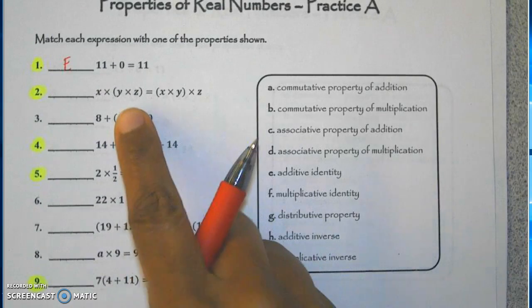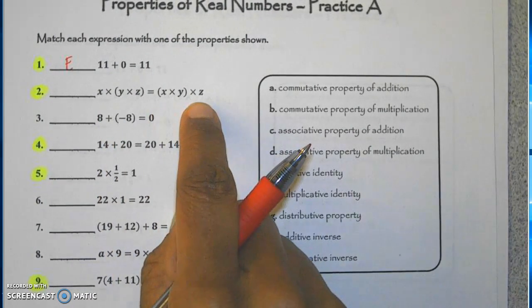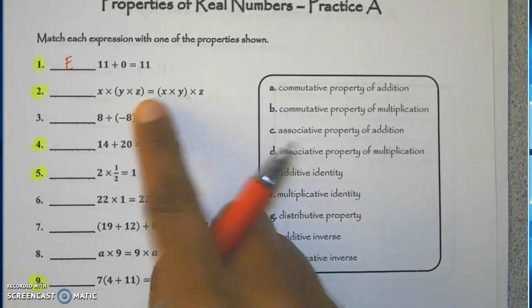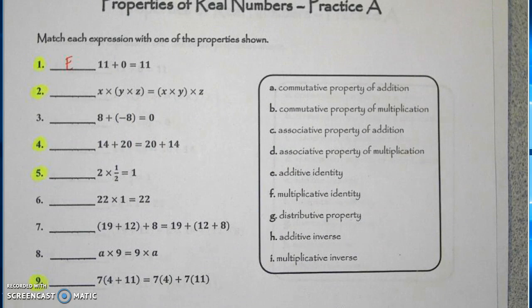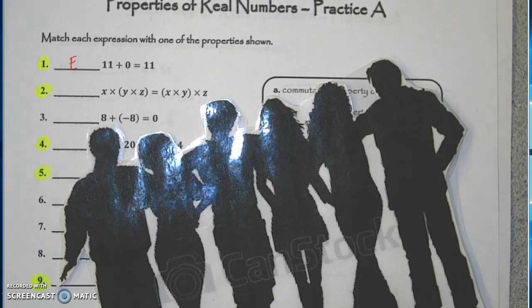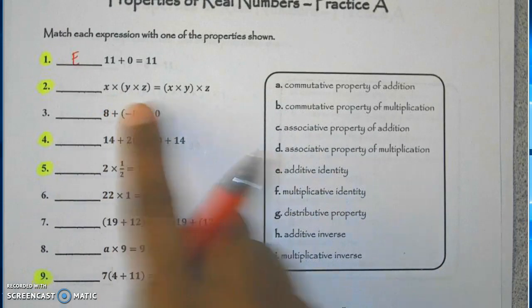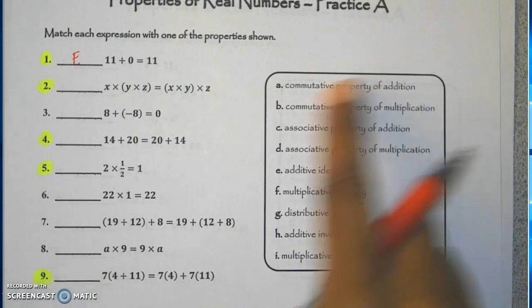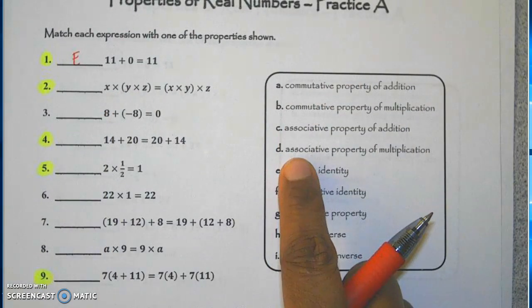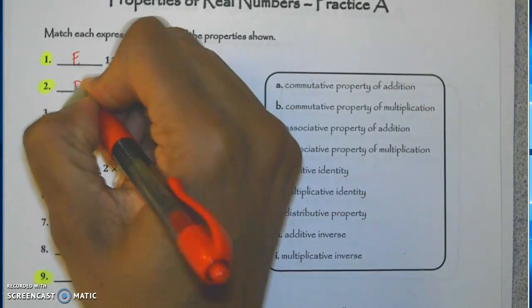Let's look at this one. X, Y, Z, X, Y, Z. So the letters didn't change order. They're in the same order, but Y is hanging out with Z, and then Y is hanging out with X. So this is a grouping change. The groups change. The people who are hanging out together change. And this is multiplication, so it's going to be a multiplicative property, associative property of multiplication, D.